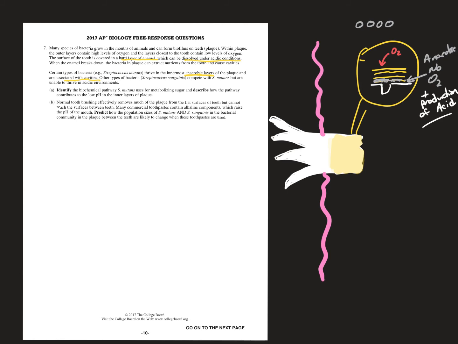All right, so identify the biochemical pathway S. mutans uses for metabolizing sugar, and describe how the pathway contributes to low pH in the inner layers of plaque. Sounds fancy indeed, but it's not all that fancy. So anaerobic pathways. What's an anaerobic pathway we've learned about? Fermentation.